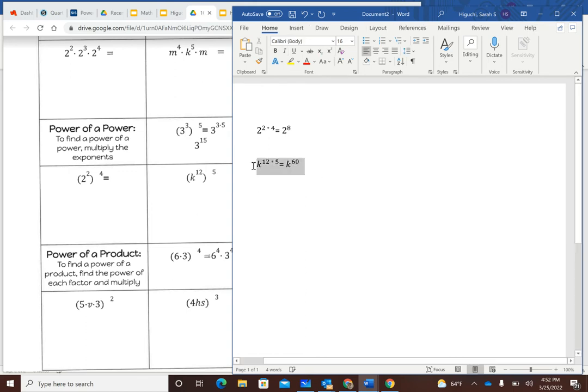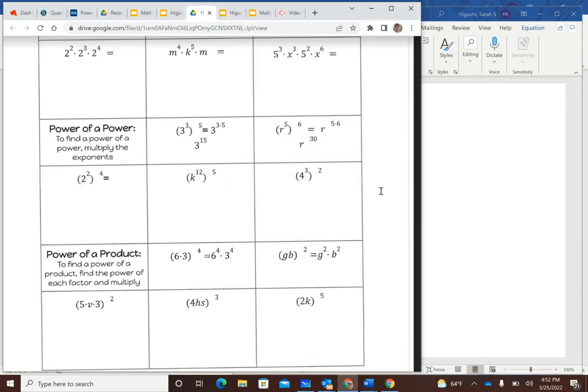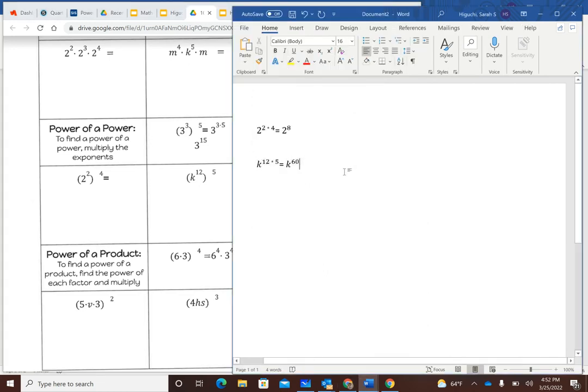Okay? Last but not least, we have 4 to the third power inside the parentheses, raised to the second power on the outside of the parentheses. So once again, let me cut and paste here. We have the 4 to the third power inside the parentheses, and then on the outside of the parentheses is a 2. So I'm going to multiply the exponents together. My resulting answer is 4 to the power of 6.